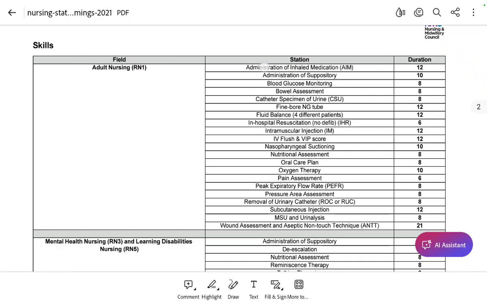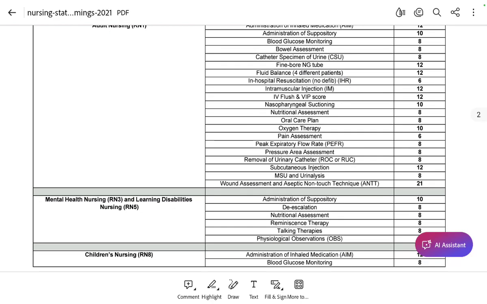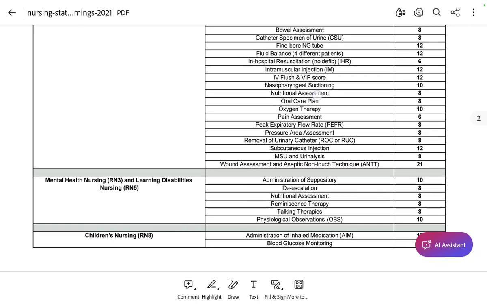You'll have the administration of inhaled medication for 12 minutes, administration of suppository in 10 minutes, blood glucose monitoring, bowel assessment and catheter specimen of urine, 8 minutes each, fine bore nasogastric tube or fluid balance for four different patients, 12 minutes each, in hospital resuscitation. I have been told today that this has been removed so far. If you still find that, it will be only for 6 minutes.